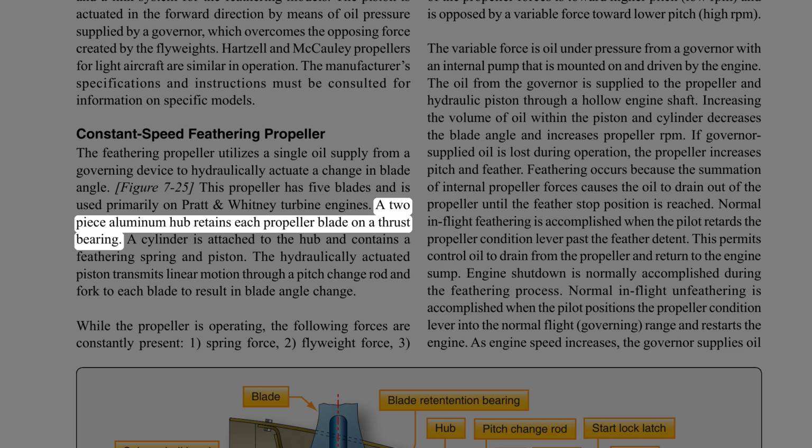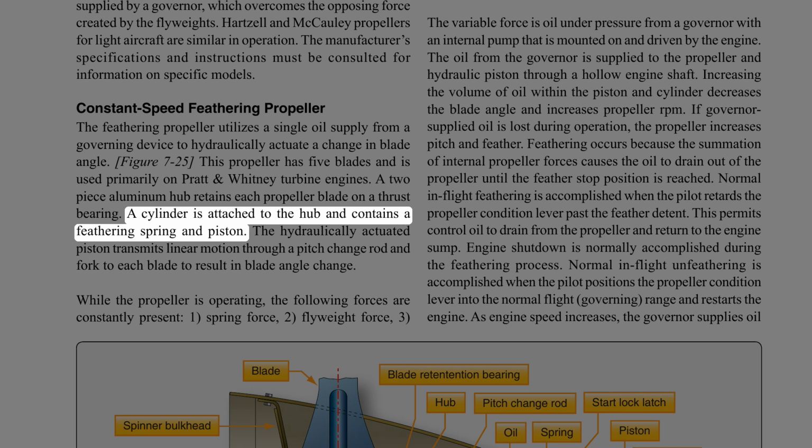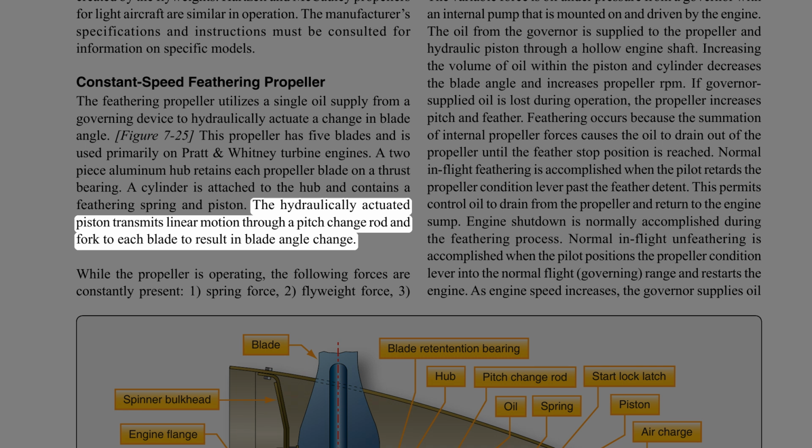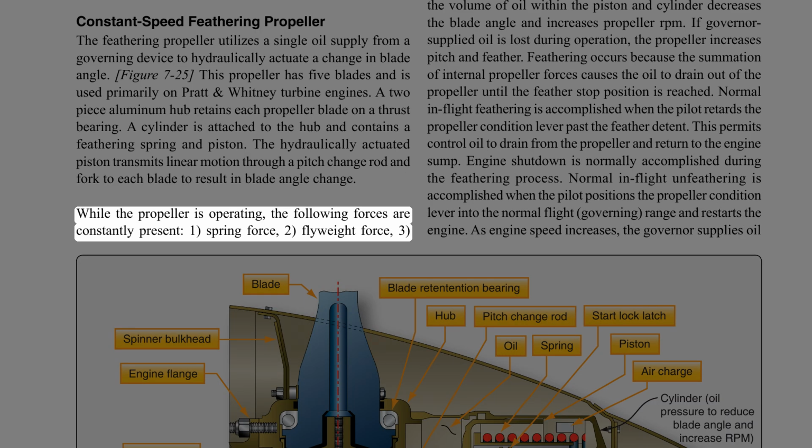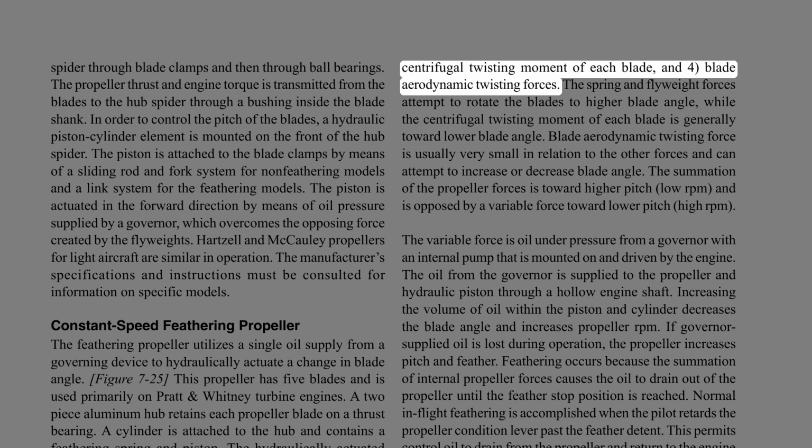A 2-piece aluminum hub retains each propeller blade on a thrust bearing. A cylinder is attached to the hub and contains a feathering spring and piston. The hydraulically actuated piston transmits linear motion through a pitch change rod and fork to each blade to result in blade angle change. While the propeller is operating, the following forces are constantly present: 1. Spring force. 2. Flyweight force. 3. Centrifugal twisting moment of each blade, and 4.